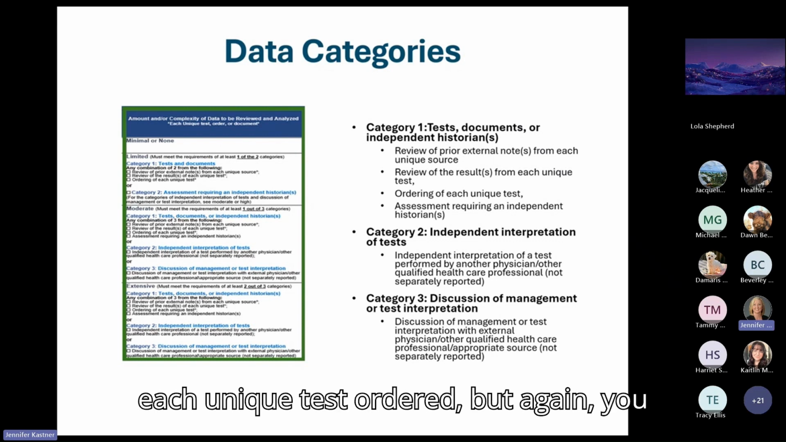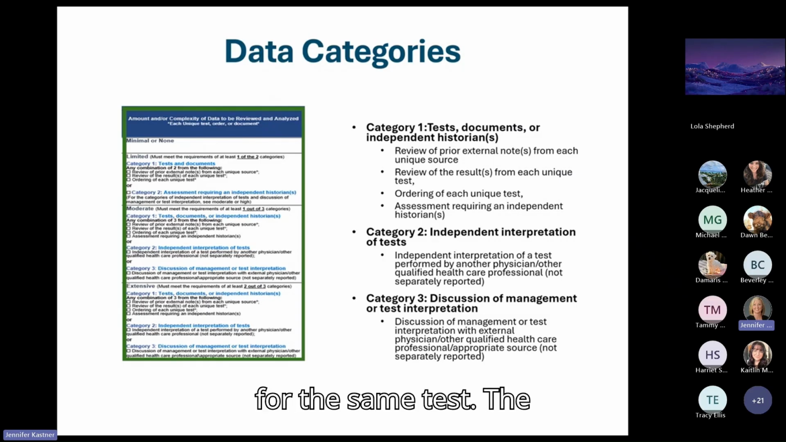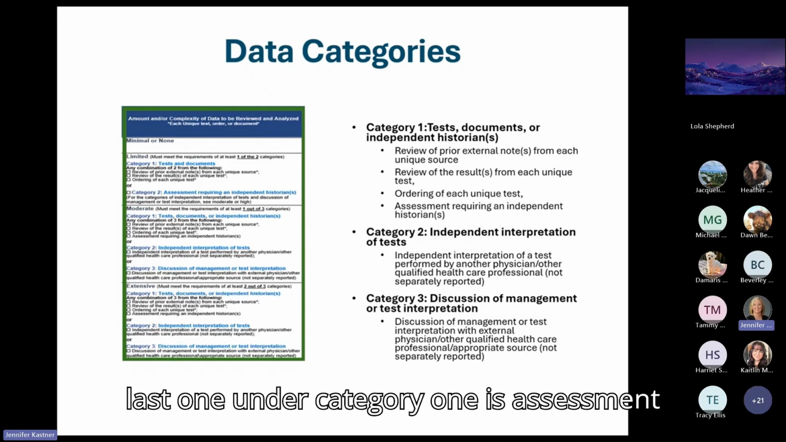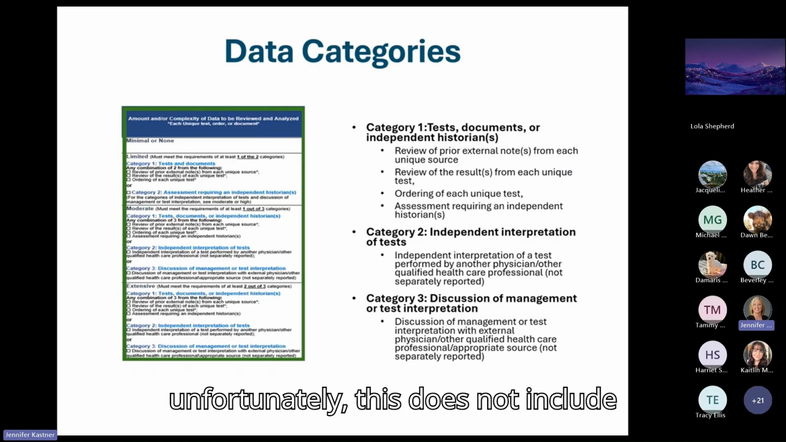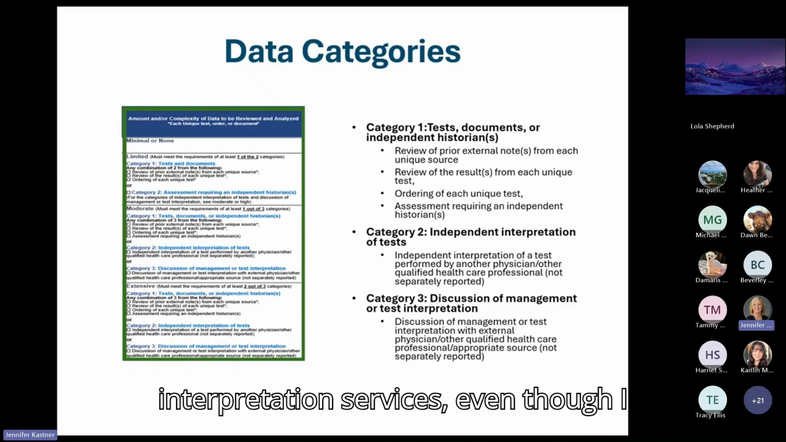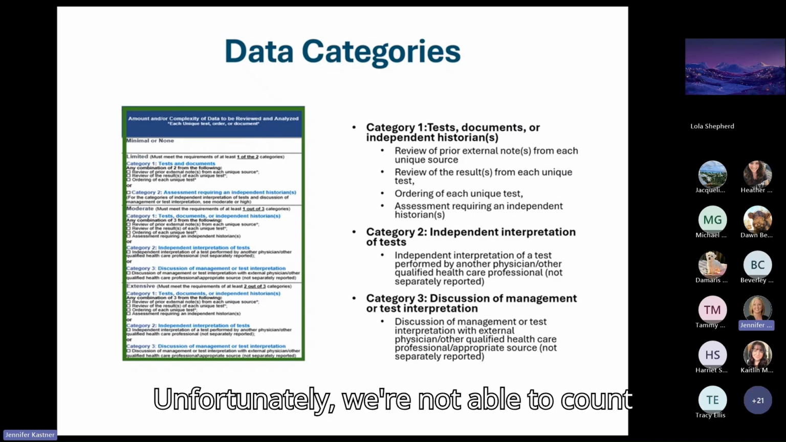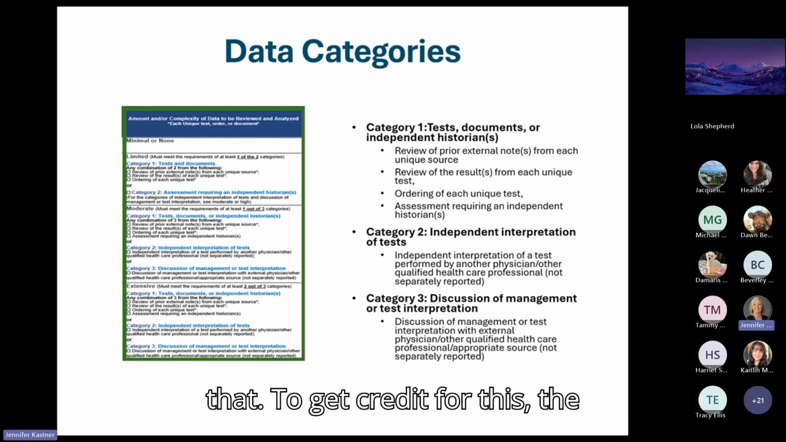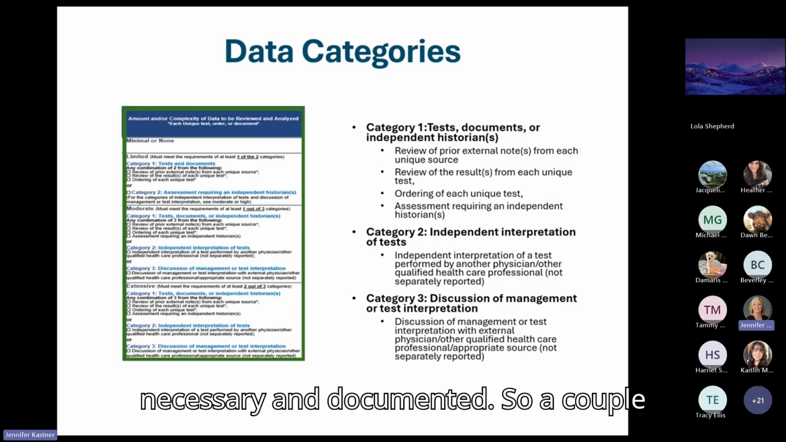Again, you get 1 point for each unique test ordered, but again, you can't count both ordering and reviewed for the same test. The last one under category 1 is assessment requiring an independent historian. Unfortunately, this does not include interpretation services, even though I feel like there's a lot of work there. Unfortunately, we're not able to count that. To get credit for this, the independent historian must be medically necessary and documented.